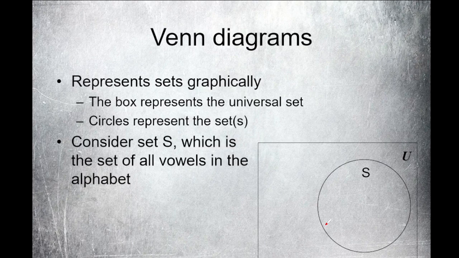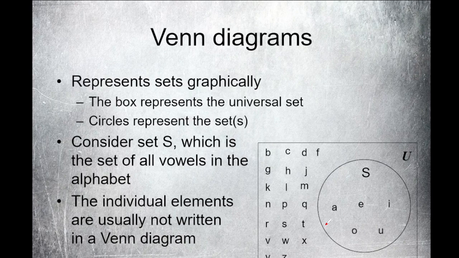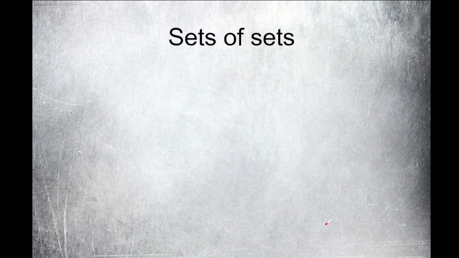Okay, so here, suppose I am saying that set S is the set of all the vowels in the alphabet, then the universal set would be the set of all the alphabets. But remember one thing, that we are not mentioning the particular individual elements in the Venn diagram, only the set is mentioned.